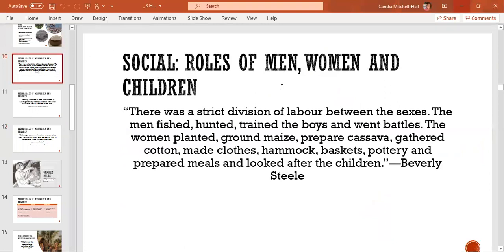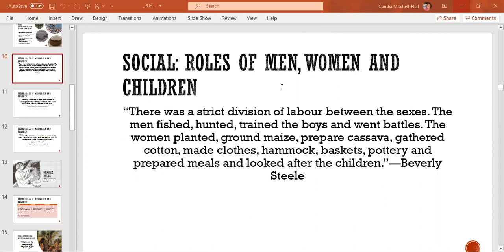Now, Christian, could you read this for me from Beverly Steele? It's a quote from a historian. There was a strict division of labor between the sexes. The men fished, hunted, trained the boys, and went to battles. The women planted, ground maize, prepared cassava, gathered cotton, made clothes, hammocks, baskets, pottery, and prepared meals, and looked after the children. All right, very good.